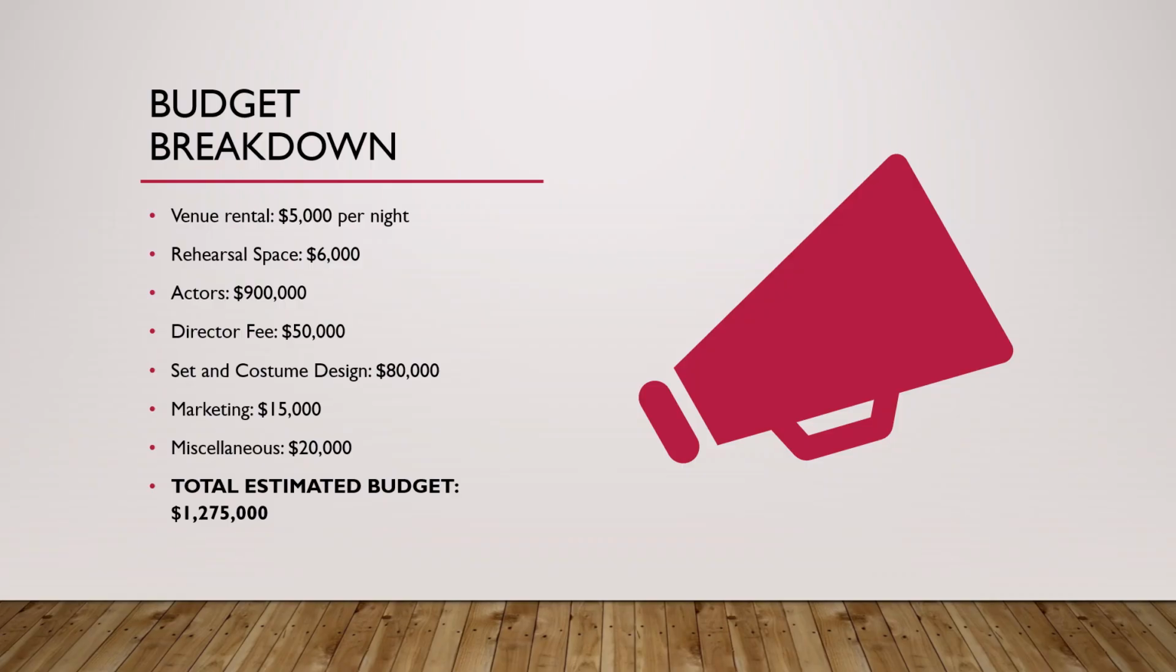So on a full budget breakdown, if we had to list it out, our venue rental is about $5,000 per night. Rehearsal space is about $6,000. Actors $900,000. Director's fees $50,000. Set and costume design $80,000. Marketing $15,000. Miscellaneous $20,000. Which gave us about a total estimated budget of $1,275,000. Could be a little higher, to 1.3 or 1.35 million, depending on how many nights we rent out, or if our actors' fees increase a little bit, costumes go a little over. All that marketing we might add more into, but it's quite a high budget.